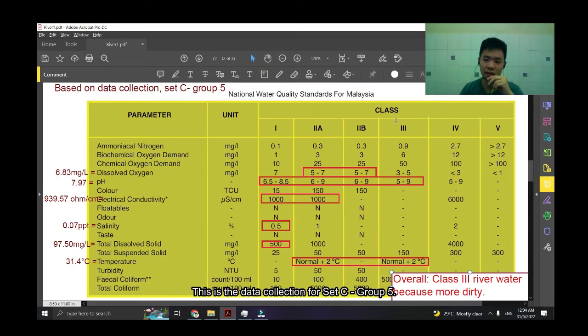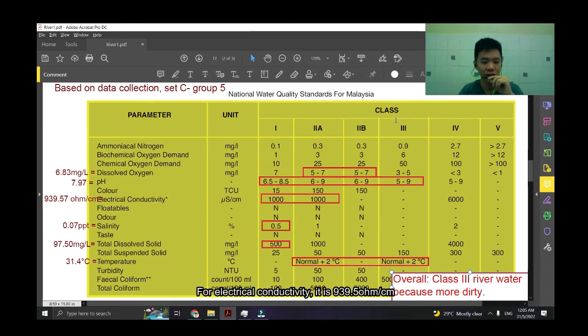So this is the data collected from SKAB Group 5, and the first parameter is dissolved oxygen at 6.83, within the range of class 2. And for the pH, it is 7.97, within class 1 to 3. For your information, class 1 is the cleanest water, while class 5 is the dirtiest water.